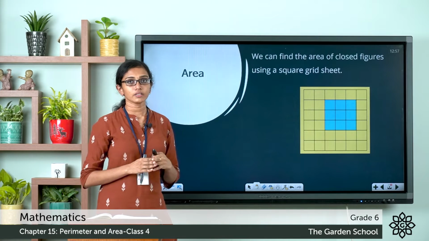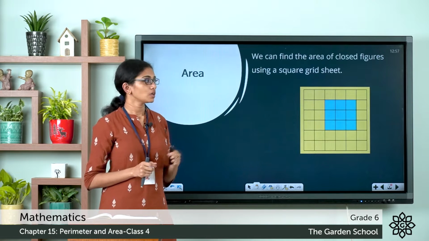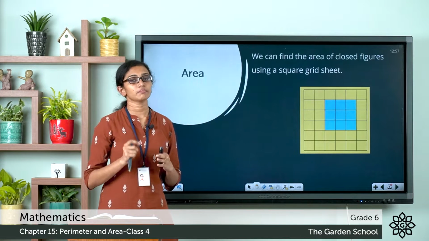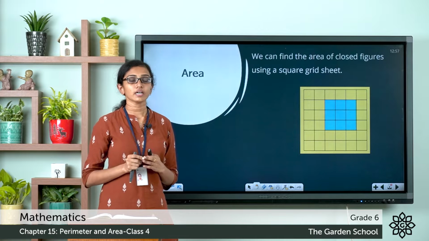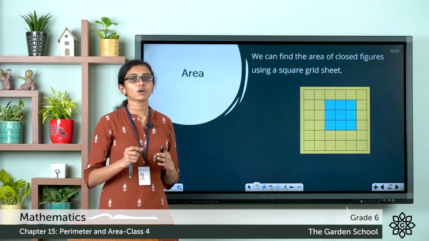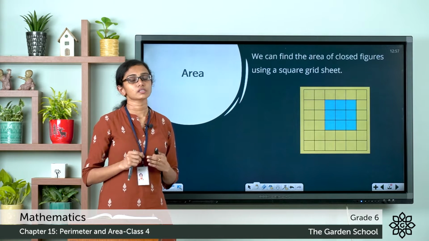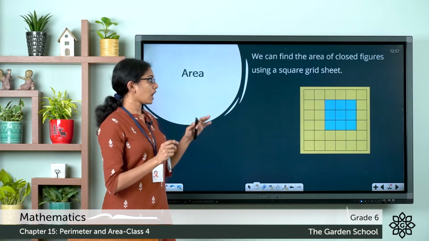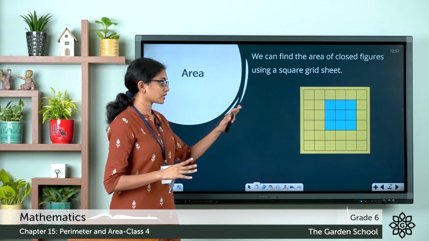So in the square grid, you can see some smaller squares. So each of these small squares are of unit measurement. Each square has a unit side. Let it be 1 centimeter. So the area of each of these smaller squares will be equal to 1 square centimeter or 1 square unit in general. Now, how can we find out the area enclosed by this square?